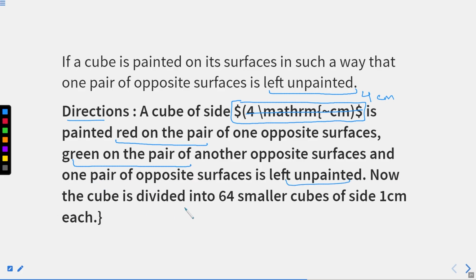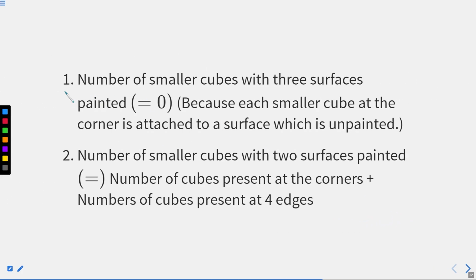Now 64 divisions are there, with 64 smaller cubes, and one side is 1 cm each. So again, what is given? Division is 4, and smaller cubes will be 64, right? I hope you are clear with this part. As one statement says one of the opposite sides is not painted, we will find out again.